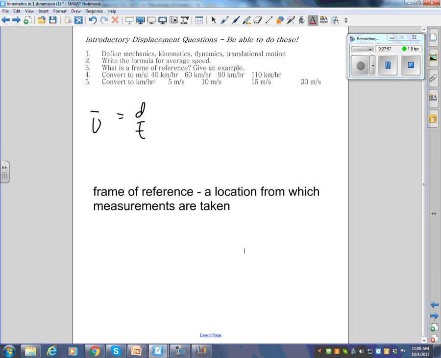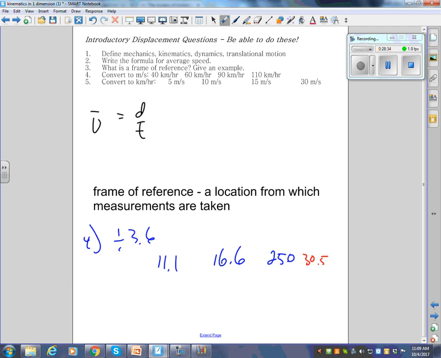That's good. Okay, so if we convert 40, 60, 90, and 110, how are we going to convert to meters per second? This is number 4, in all cases we're going to divide by 3.6, right? So what's 40? 11.1, that sounds about right. 60? Okay. 90? 25, okay. 110? 30.5. If you're doing 110 down the Trans-Canada, you are traveling 30.5 meters per second.